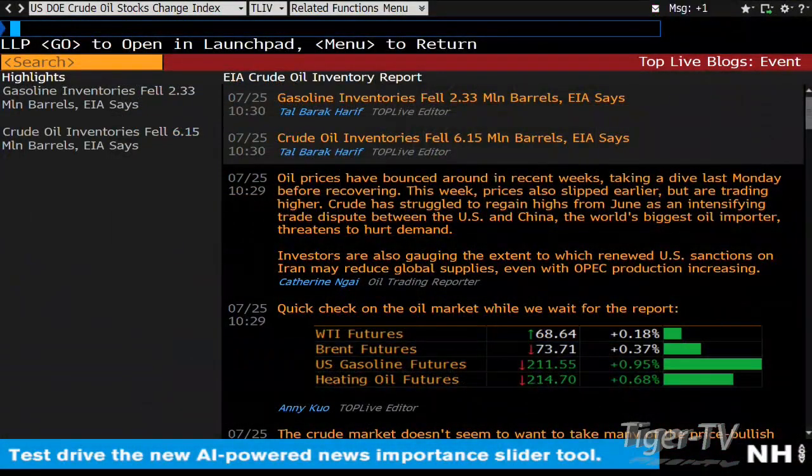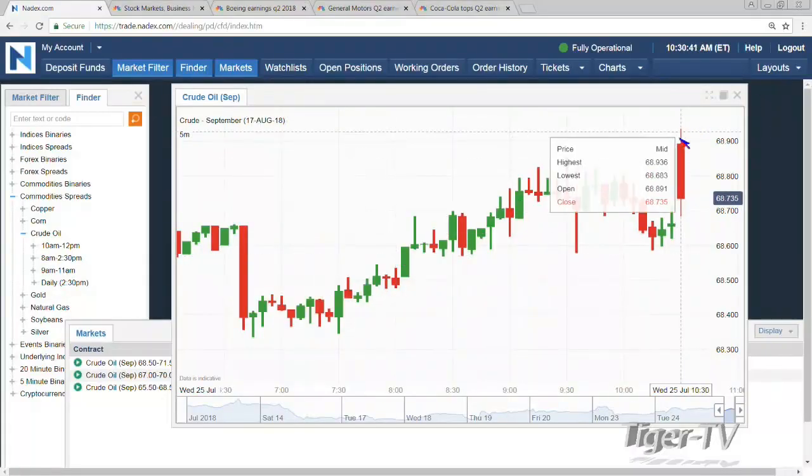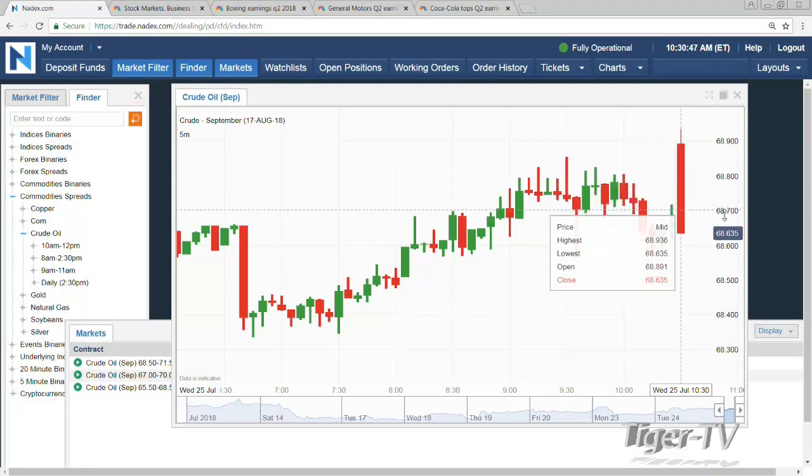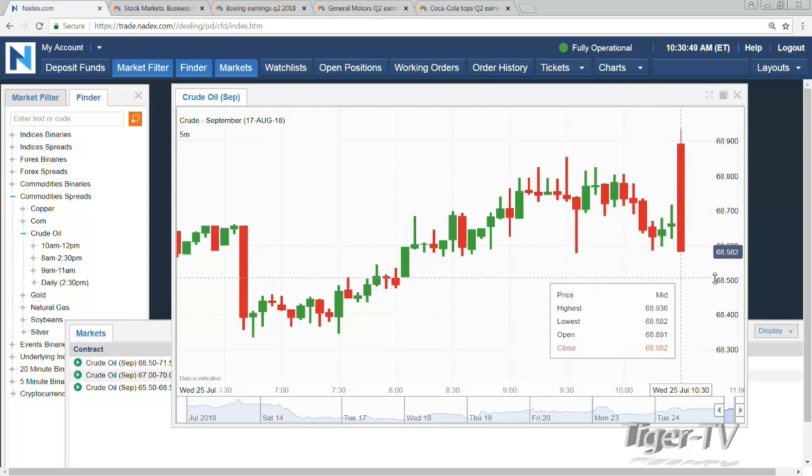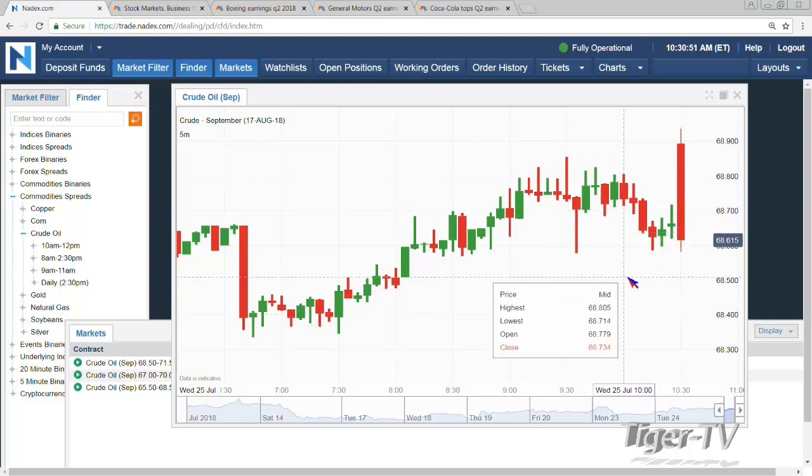Welcome back, folks. Tom and Tommy O'Brien, we do appreciate you growling and prowling with us. Crude inventories fell 6.15 million barrels. Gasoline fell 2.33 million barrels. And we got the market jumping around on that news. So we spiked up to a high of 68.93. Remember, we're trading about 68.65, give or take, on that news. And we're kind of right back down and off to the races to the downside. It does not take long.